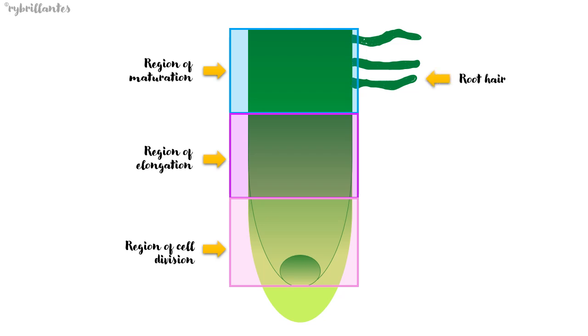The root hairs can only be found in the region of maturation, and they are extensions of epidermal cells. So, meaning to say, they are continuous with the epidermal cells. Okay, so what is the function of a root hair? A root hair increases the surface area for water absorption. It's very important for you to include that qualifier, that it increases the surface area for water absorption.